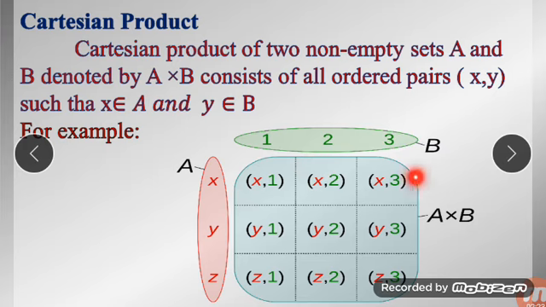Here we can see that we have 9 ordered pairs, 9 elements in the Cartesian product, because the number of elements in set A is 3 and the number of elements in set B is 3, so 3 times 3 is 9. Okay, let's have the introduction of today's topic.